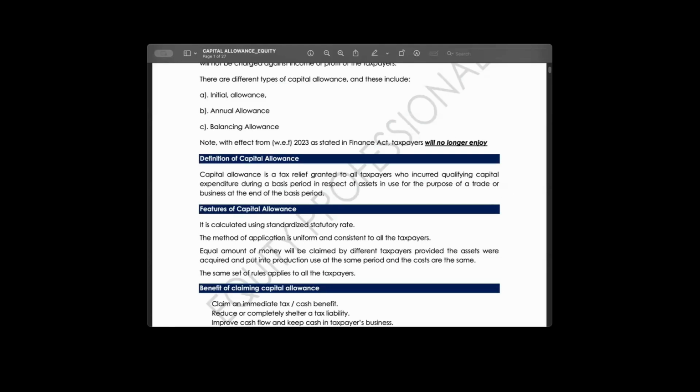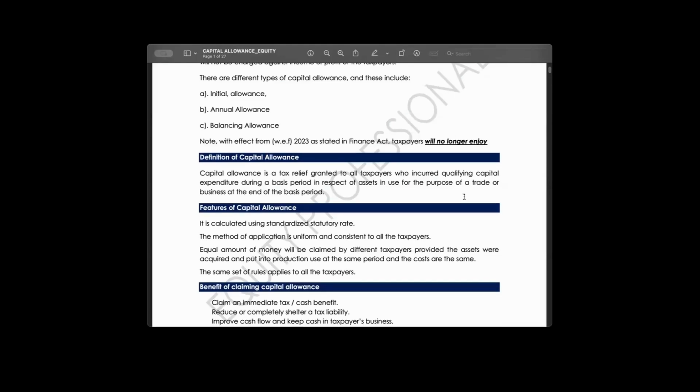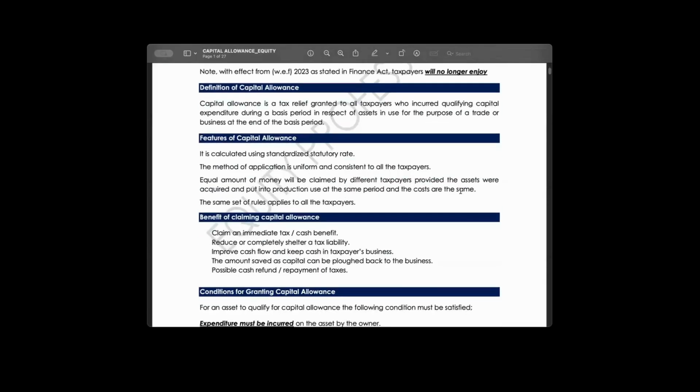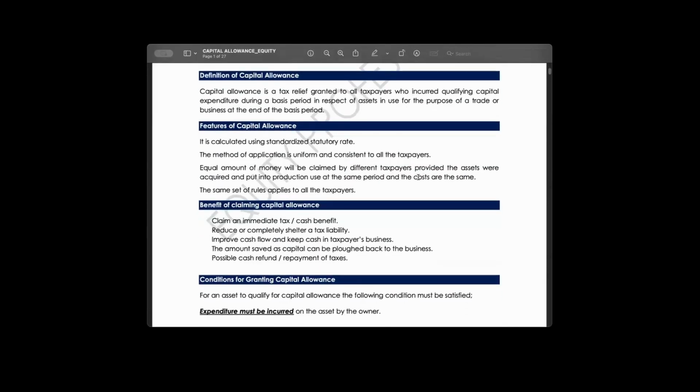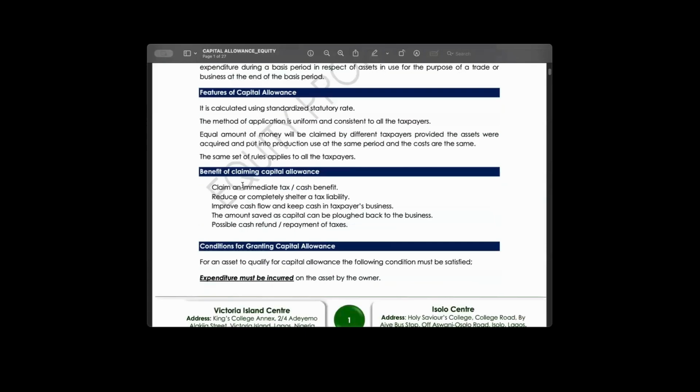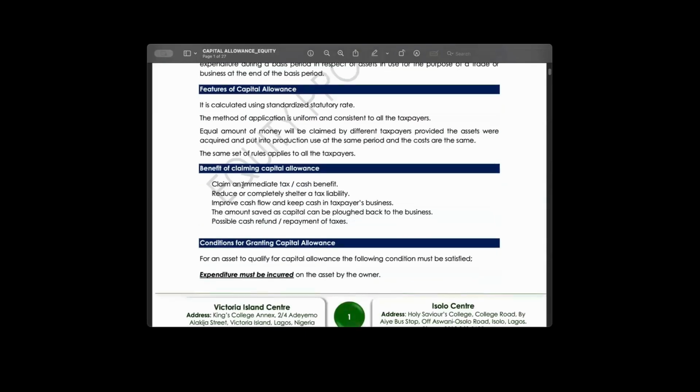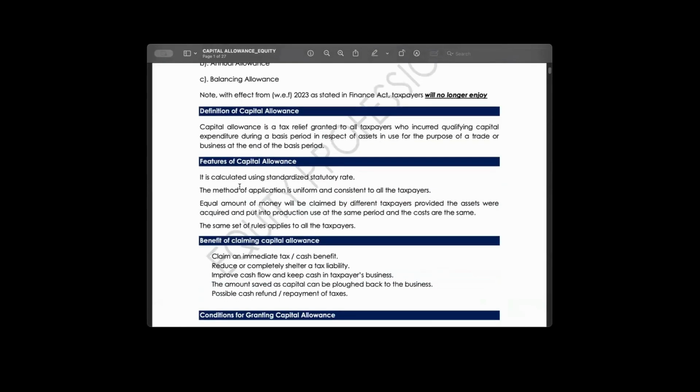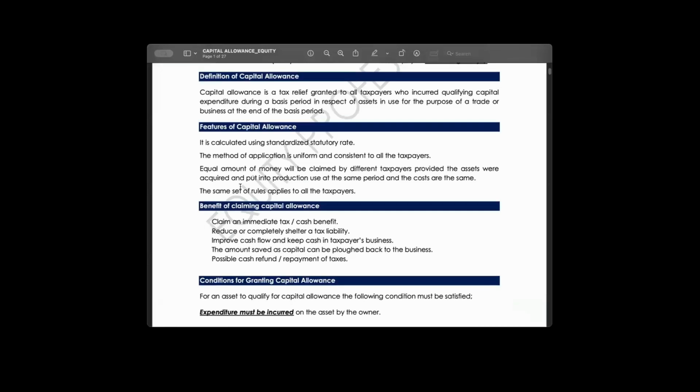The method is uniform and consistent to all taxpayers. Equal amount will be granted to taxpayers, provided the assets were acquired and put to production use at the same dates, and the costs are the same. The same set of rules is applicable to all the taxpayers. Now, what are the benefits of claiming capital allowance?